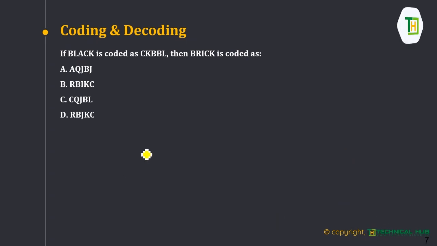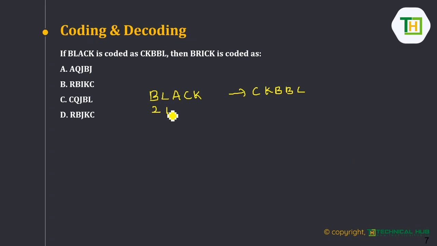So if given the word is black, the code word is C, K, B, B, L. With respect to numbers are B is 2, L is 12, A is 1, C is 3 and K is 11. Okay, 2, 12, 1, 3, 11. The code word is C is 3, K is 11, B is 2, again B is 2, L is 12.